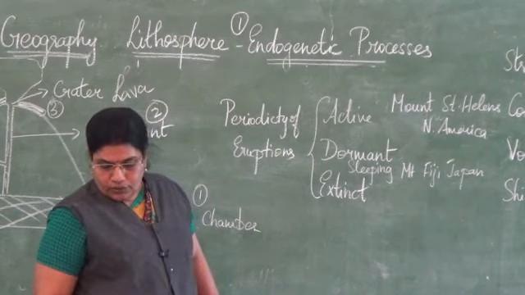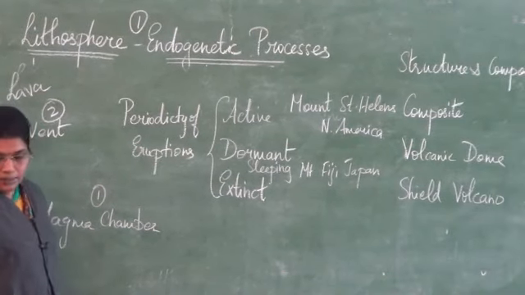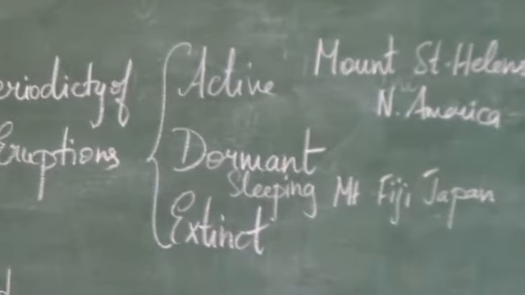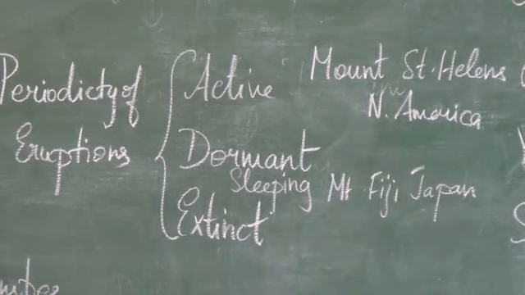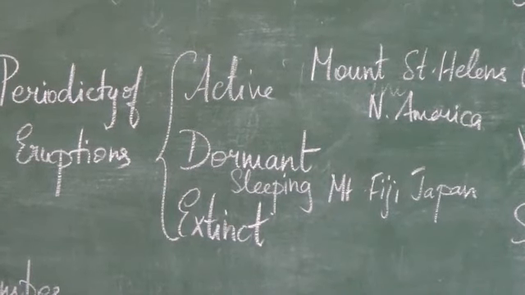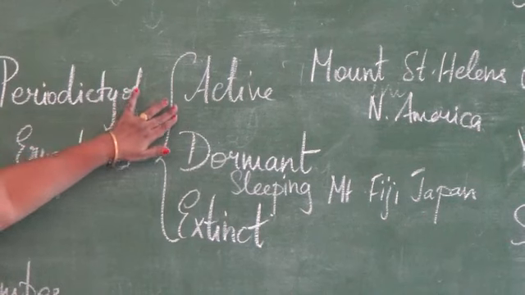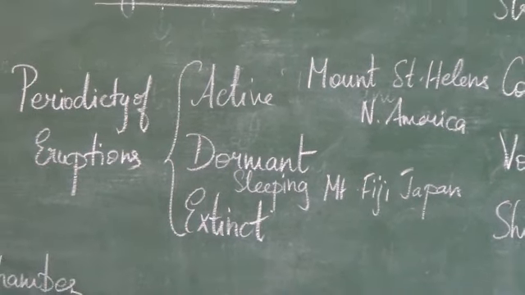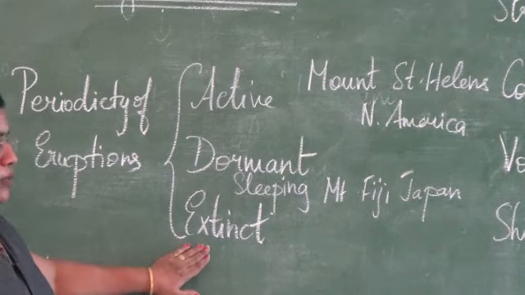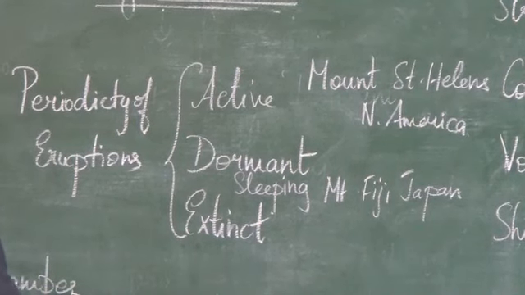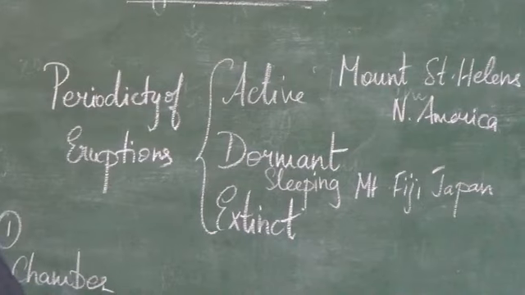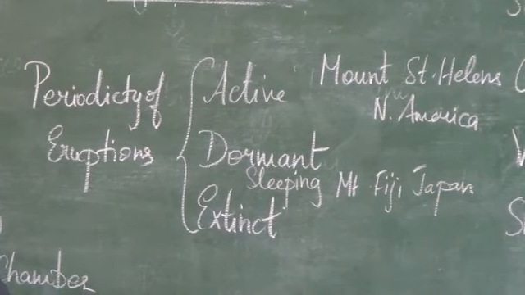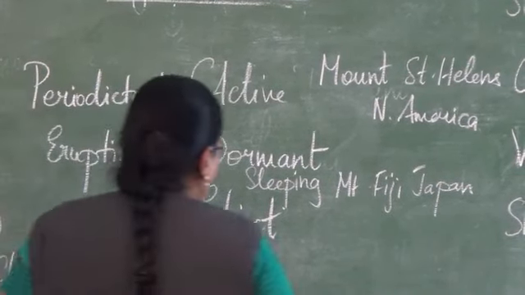Extinct volcano is a permanently stopped volcano that has been active for some time. So when the volcano permanently stops its action, it becomes extinct volcano, otherwise dead volcano. For example, Mount Kilimanjaro.